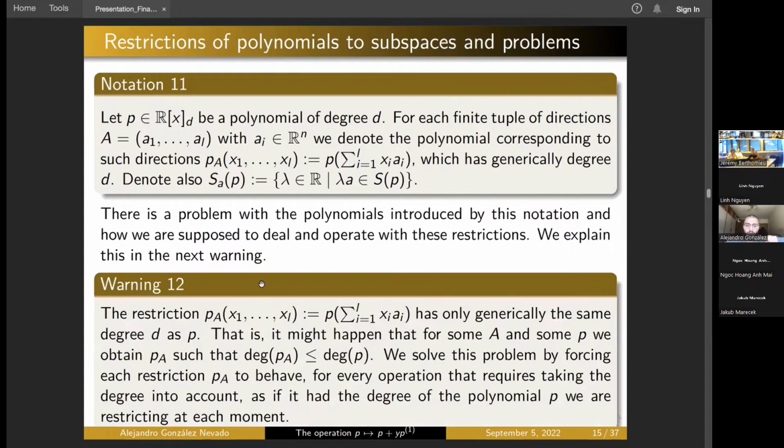So the degree of the restrictions might drop. We don't want that. So whenever we see a restriction PA, we always keep the information about the degree of the polynomial where this restriction comes. So we always have to remember that even though the degree of the restriction might be smaller than d, all the operations involving the degree that we are going to perform on this polynomial are going to be as if that polynomial had degree d.